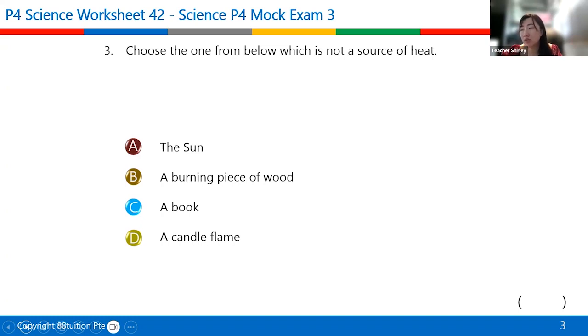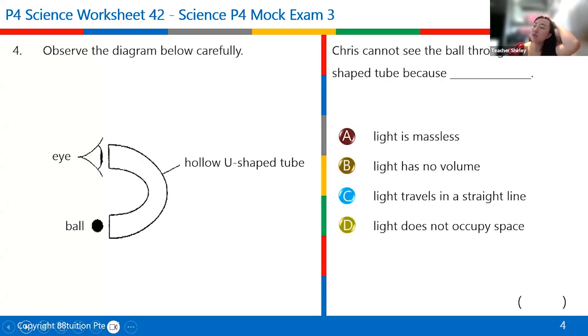Grace, would you like to take this? Choose the one from below which is not a source of heat. C. Very good. Because C does not generate heat on its own. A burning piece of wood can be a source of heat. Sun as well, and the sun, of course, is a source of heat and light. And of course, candle flame, right? Okay, next question.